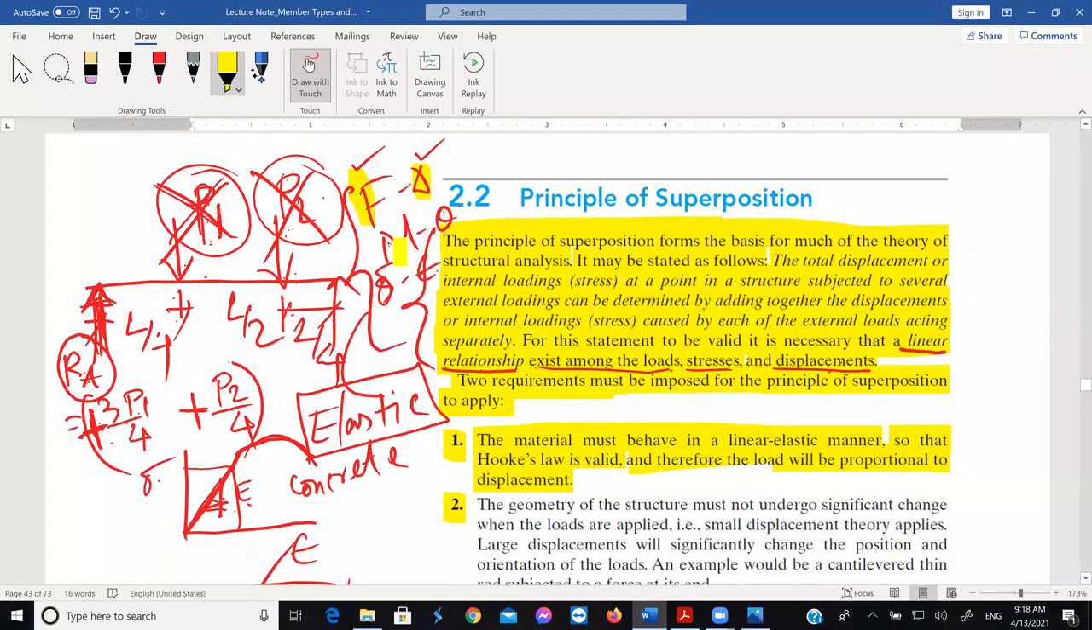That means if the force increases, the displacement will increase linearly, proportionally. If the moment increases, the rotation will increase linearly. If the stress increases, the strain will increase linearly. So that's the principle. That means you can determine the displacement, for example, under P1 individually, and also the displacement under P2 individually, and then add the displacements under both of these forces to determine the total displacement under these forces.